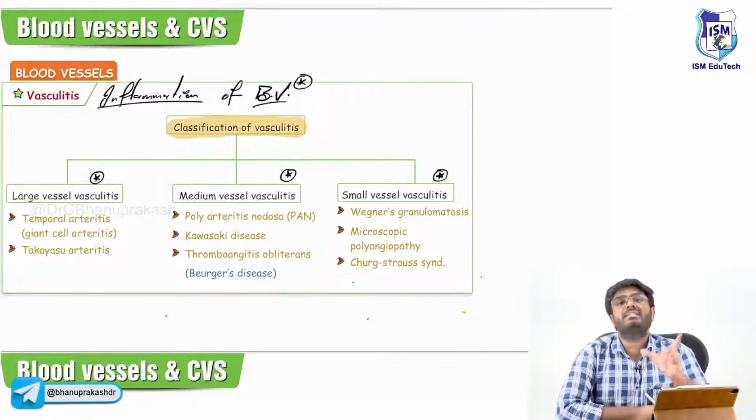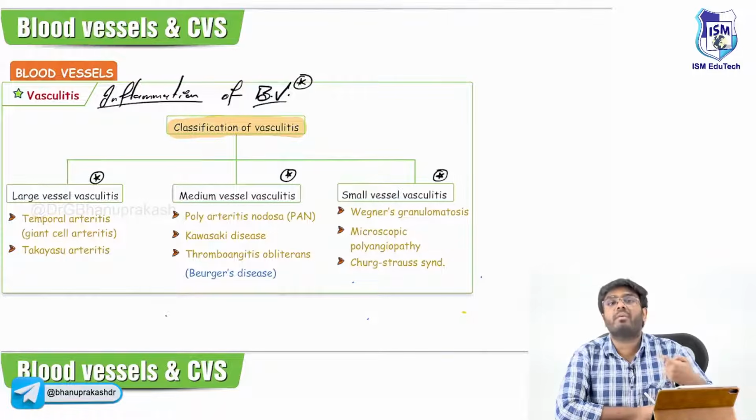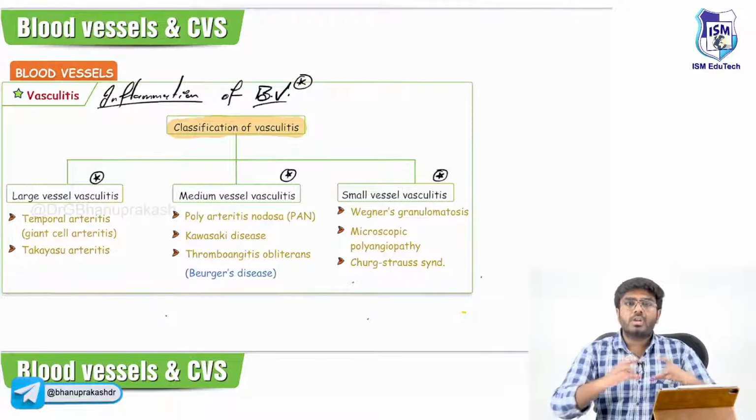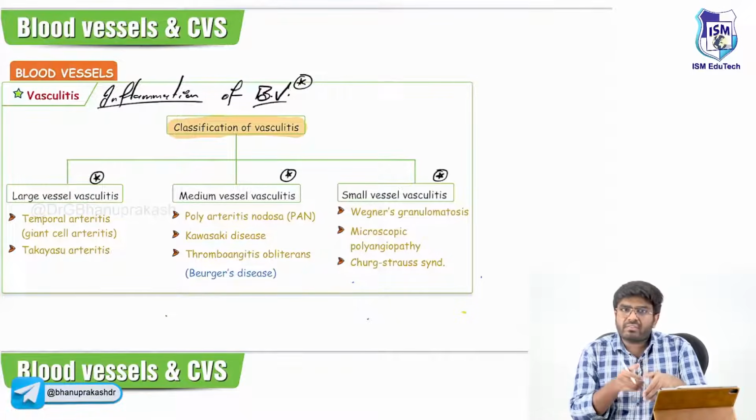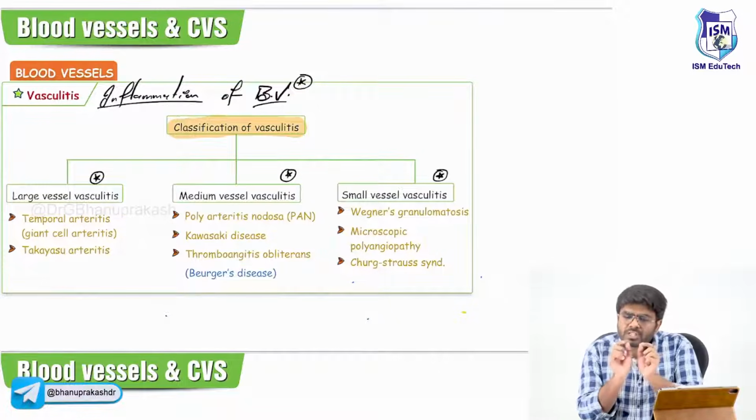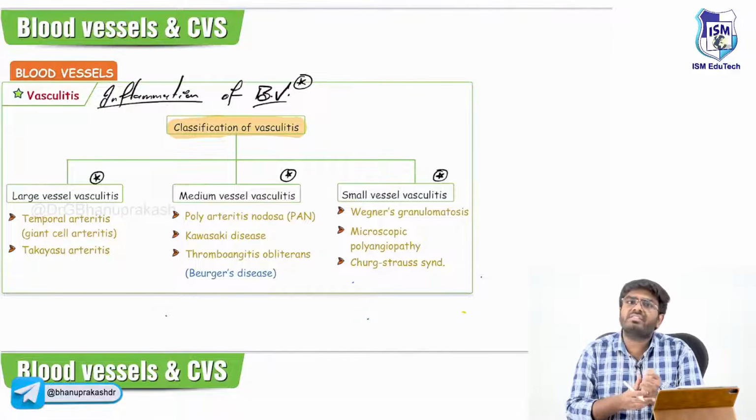Large vessel vasculitis means the blood vessels involved in the process of inflammation are larger in nature. So a large blood vessel getting vasculitis is a large vessel vasculitis. Simple, right? So if medium vessels get vasculitis, that's called a medium vessel vasculitis, and if small blood vessels get vasculitis, that's called a small vessel vasculitis.